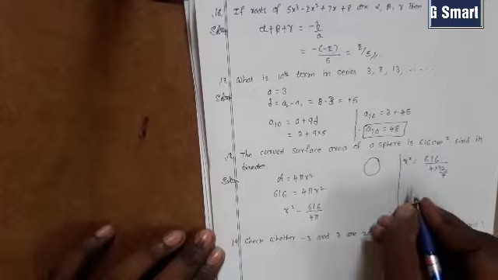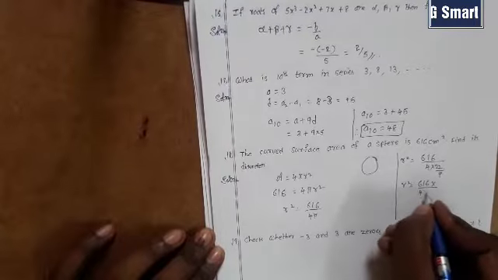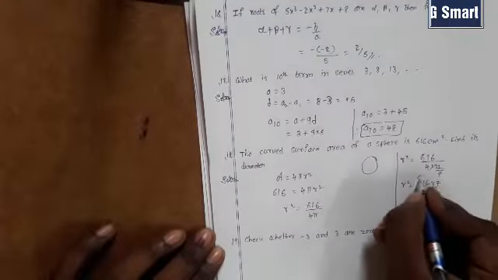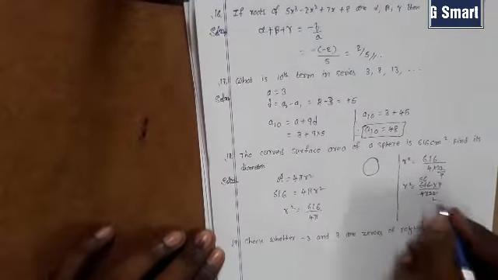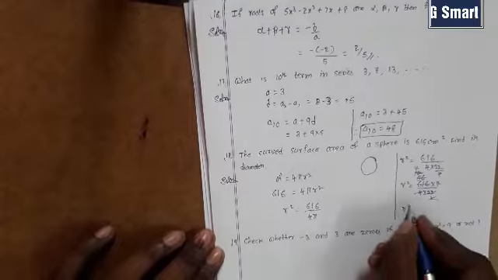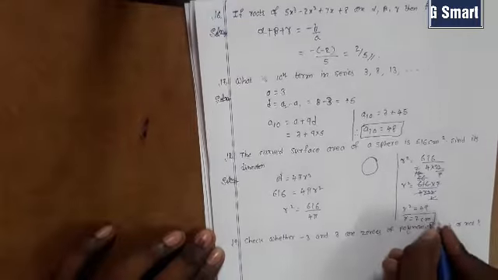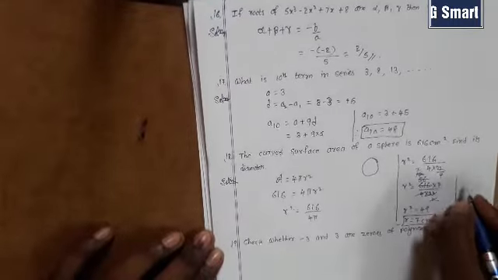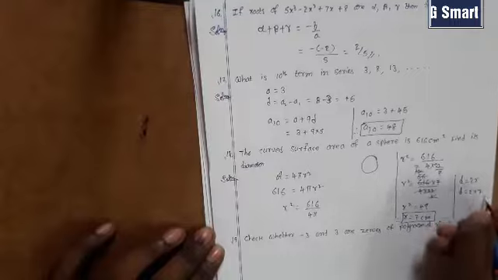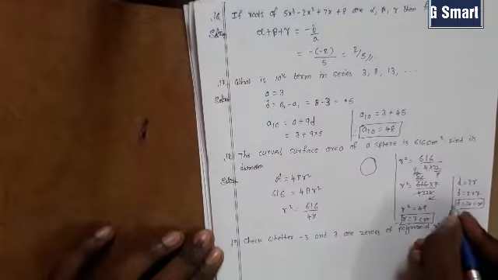So r square is equal to 616 by 4 into 22 by 7. So this 7 will go upwards. So 11 2s are 22, 4 1s are 4, 14 4s are 56, 2 1s are 2, 7 7s are 49. So r square is equal to 49, r is equal to 7 centimeter. But they are asking for the diameter. So diameter is equal to 2 into r. So d is equal to 2 into 7. So d is equal to 14 centimeter. So this is the diameter.